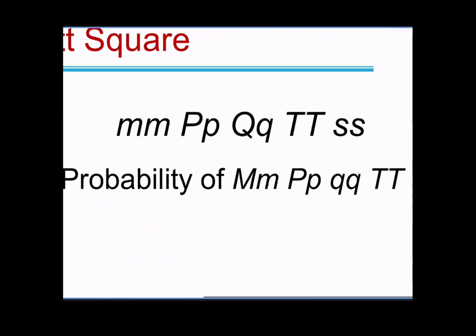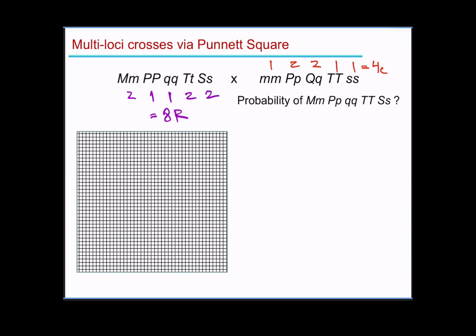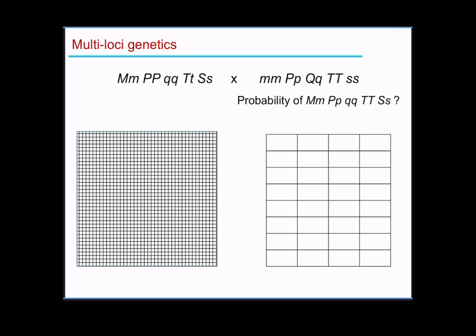Let's go for the second parent. First locus, M. How many allele types? 1. P. Q. T. S. Total? 4. So 4 columns. So what appeared at first to be a 32 by 32 square with over 900 cells inside turns into something that is a little more manageable. If you're playing music in the background, maybe having a drink, for those of you who can drink, you turn it into an 8 rows by 4 column square.